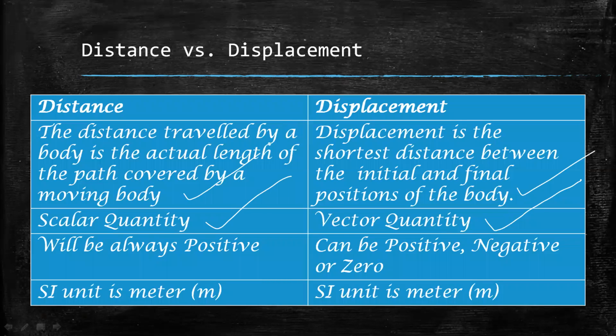Distance will always be positive, whereas displacement could be positive, negative, or 0. When will it be negative? See, in the example, suppose in the next case, it came to this position. In that case, we should measure displacement using a negative number, because his initial position was this, and finally he came to the downward direction. So displacement could be positive, negative, or 0. Both are measurements of length, whether it is the total length or the shortest distance. That is why both have the SI unit meter.